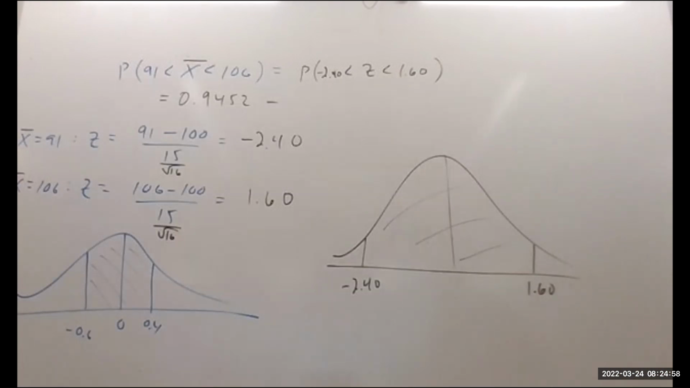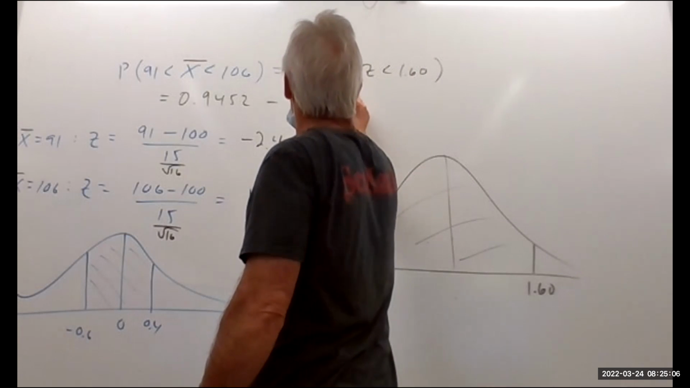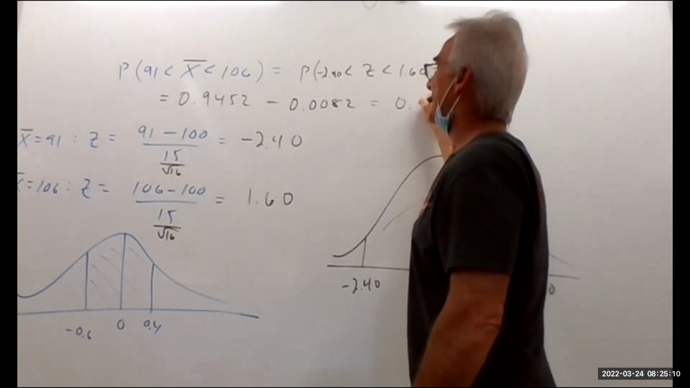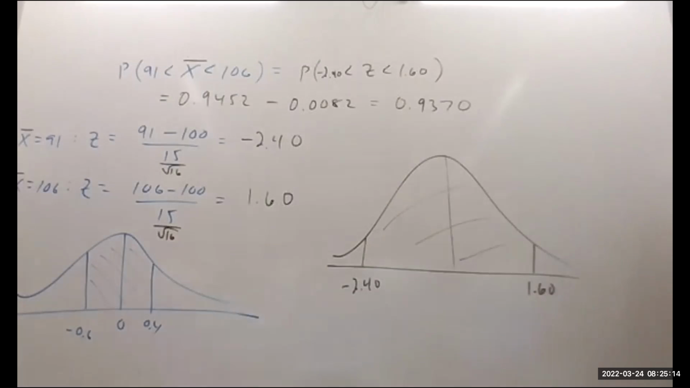So when I look up the probability of being less than negative 2.40, what do we get? 0.0082. Well, that's really small, isn't it? And this answer is 0.9370. Wow. That's a huge probability. What was our last one? 0.38 something? And I asked almost the same question.